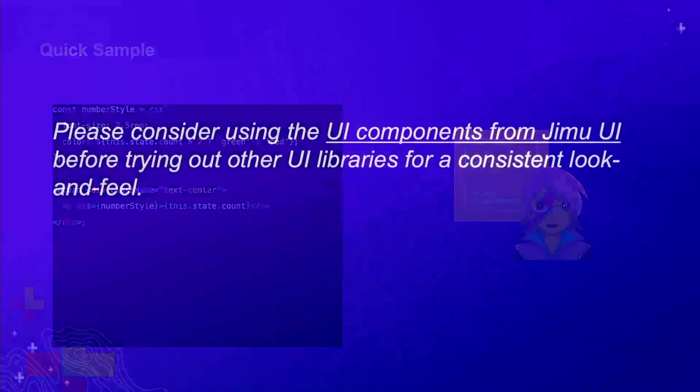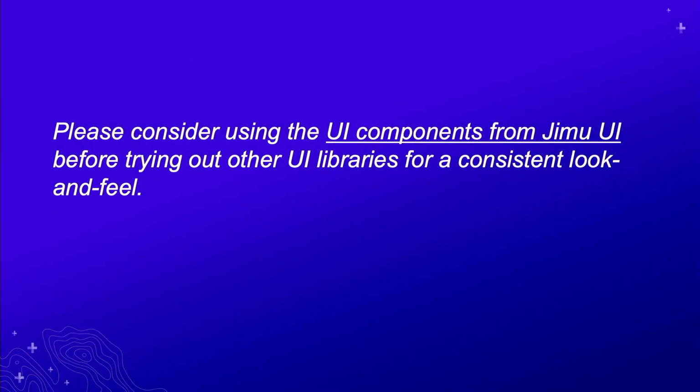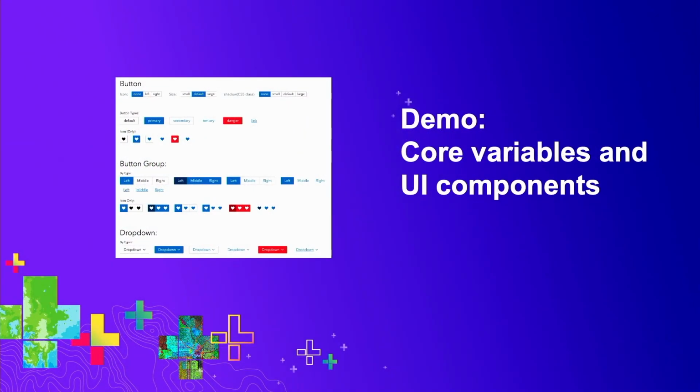So a quick note. Please consider using the UI components from the Jimu library before trying any other UI libraries, such as Material UI or Ant Design. This is mainly because our components are tightly bound with the theming framework. So in order to have a consistent look and feel, I recommend you use the components from the Jimu UI library. So last, we're going to show a very quick demo on the core variables and the UI components available right now.